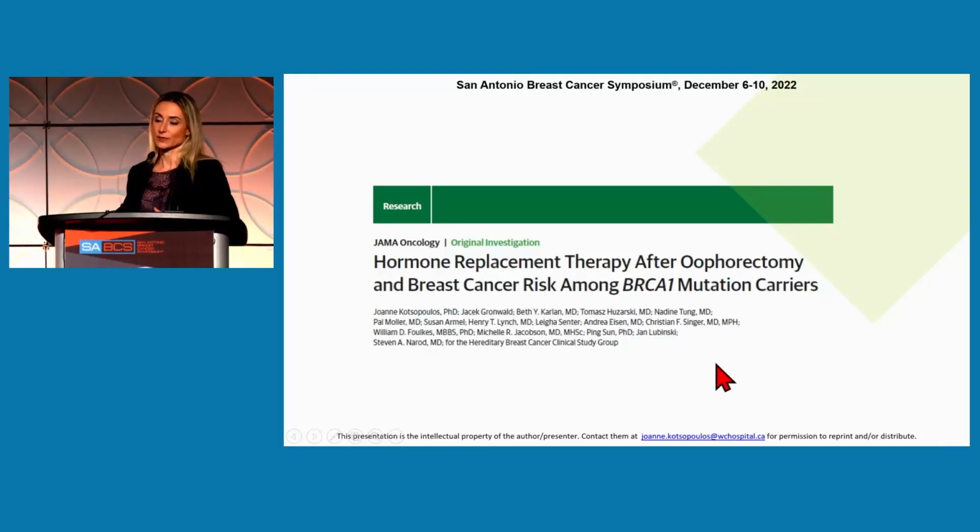HRT, or hormone replacement therapy, has a very important role in managing these women, especially women who have not developed breast cancer yet, because we know and we are reassured that these women are removing their ovaries at an early age. But early surgical menopause is associated with several comorbidities, and HRT has an important role in managing some of these other non-cancer outcomes. So it's important to be able to counsel these women following surgical menopause or oophorectomy and be able to safely recommend HRT.